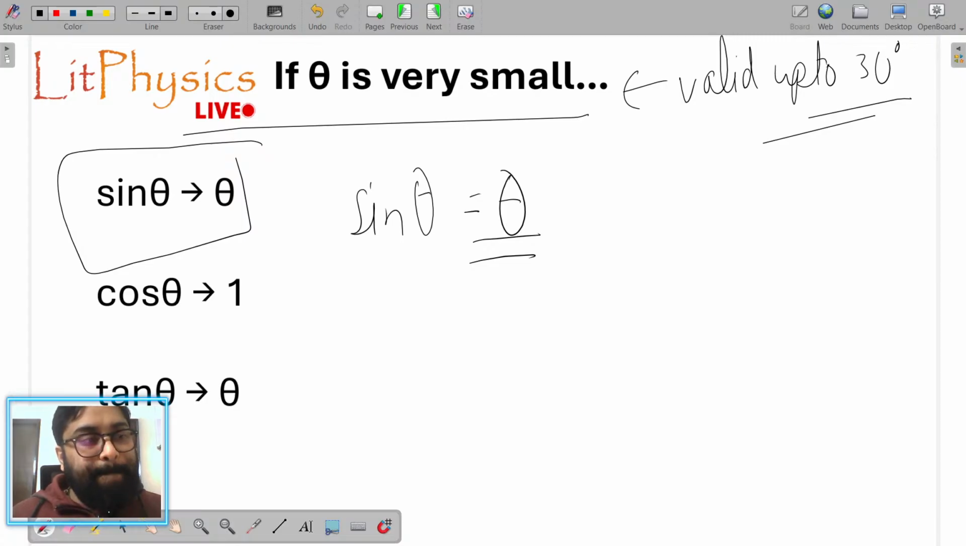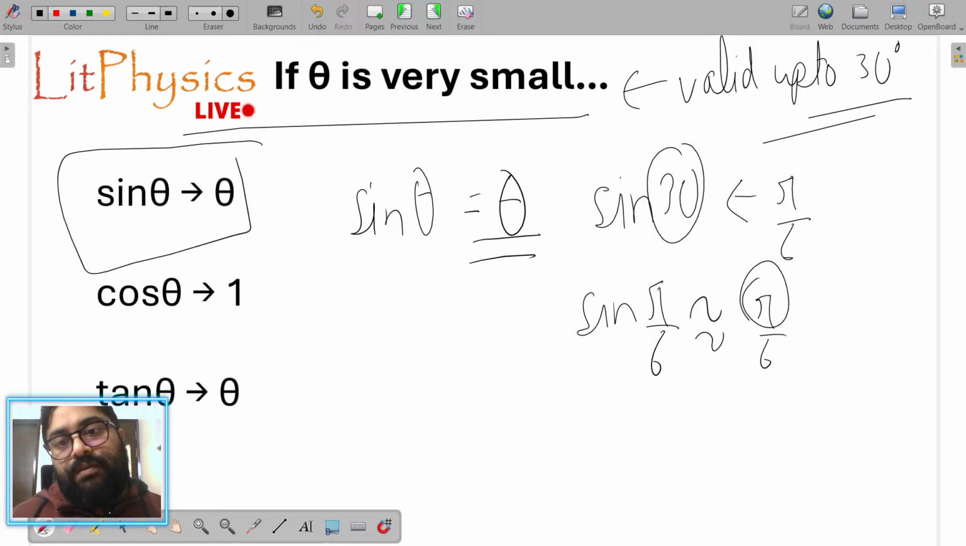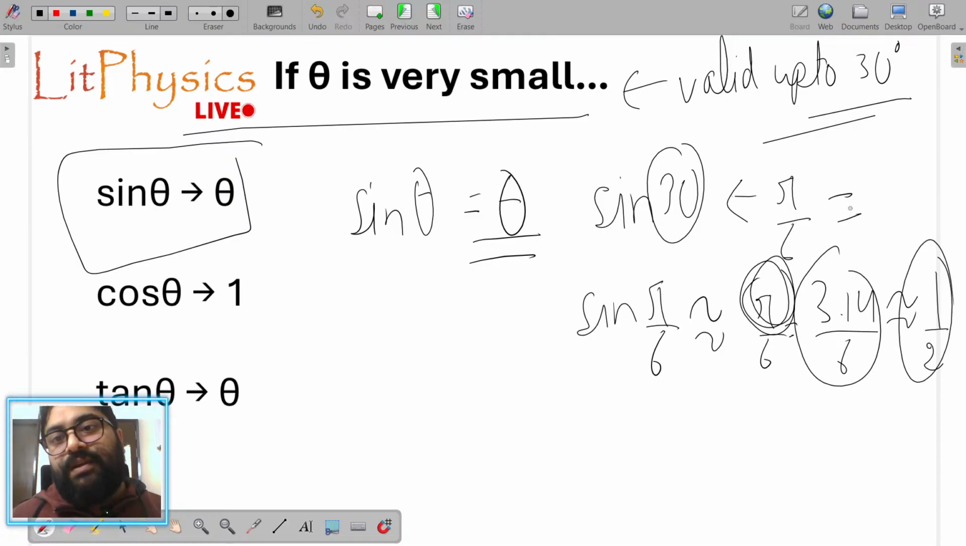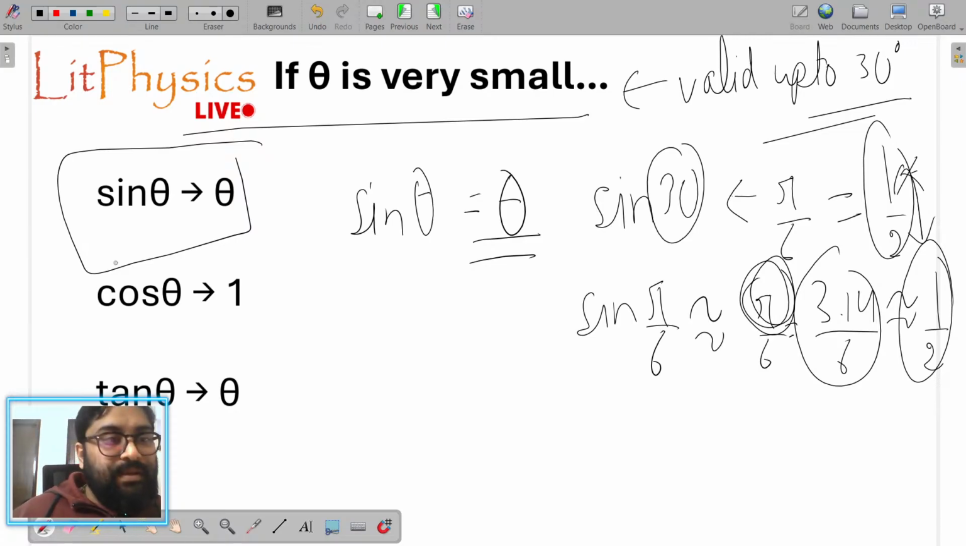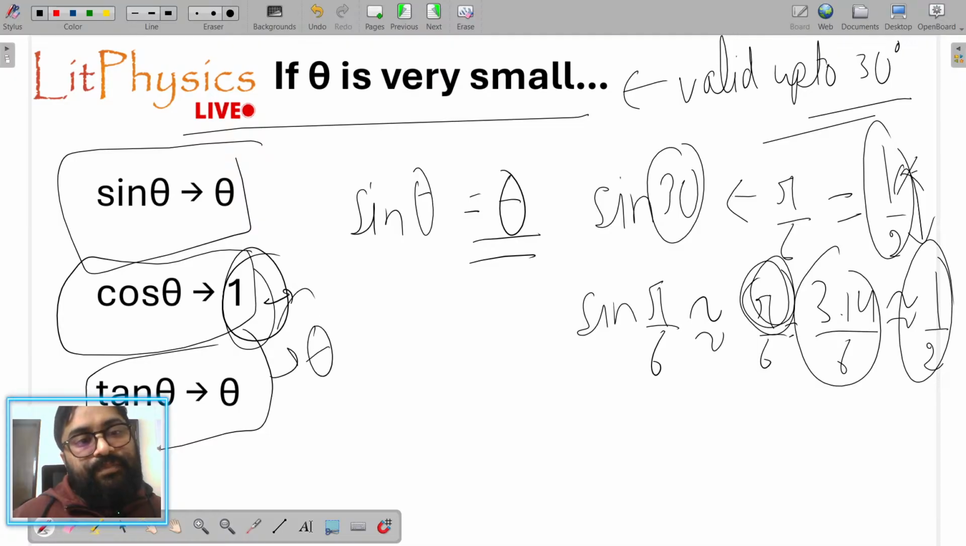How will you do that? So let's take the example of sine 30 because that's the limit, right? 30 is what? It's called pi by 6. So sine pi by 6 is almost equal to pi by 6. What is pi? It's 3.14 by 6. This is roughly equal to 1 by 2. And what was sine 30? Sine 30 was 1 by 2. Similarly, if theta is very small, cos theta becomes 1 and tan theta again becomes theta.